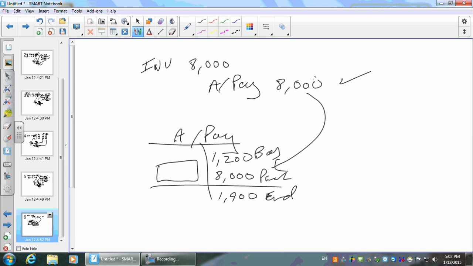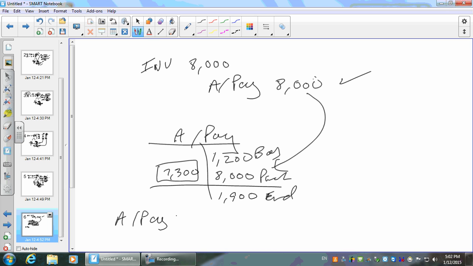So what's the debit got to be? 7,300. Would that do it? 1,200 plus 8,000 is 9,200, less the 1,900 is 7,300. Is that right? Did we do it right? So what's that? Oh, it's debit accounts payable, isn't it? See that, everybody? It's debit accounts payable.